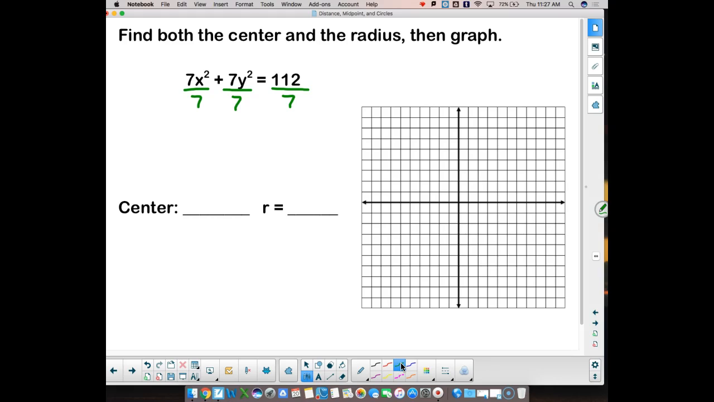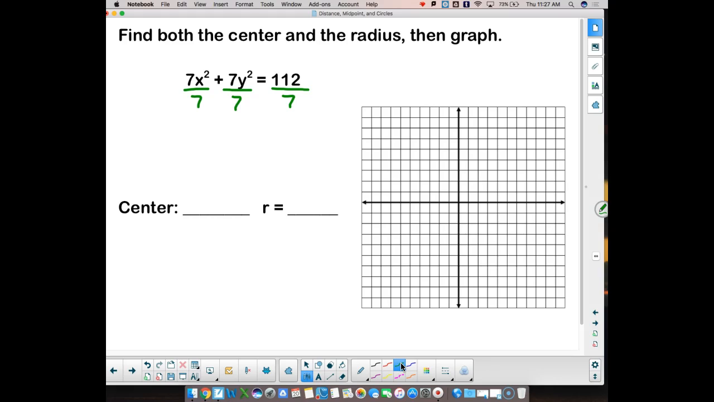Now, in a circle, those two coefficients on the x squared term and on the y squared term are the same. If they're not the same, it's not a circle. It's actually an ellipse, and we'll get to that next week. But if those two are the same, that's the tell. Those two coefficients have to be the same in order for it to be a circle.